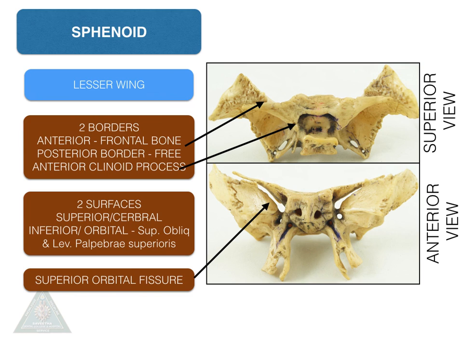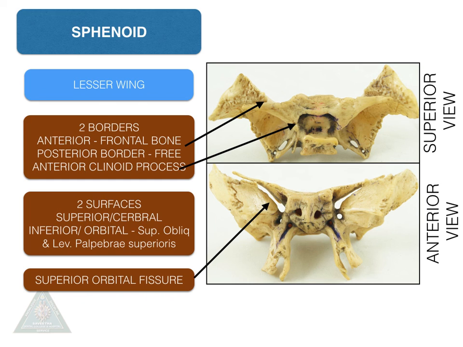Moving on to other features of the lesser wing, it has got 2 borders: an anterior border which articulates with the orbital part of the frontal bone, and a posterior free border. The medial end of the posterior border is called the anterior clinoid process, which gives the attachment to the free border of the tentorium cerebelli.